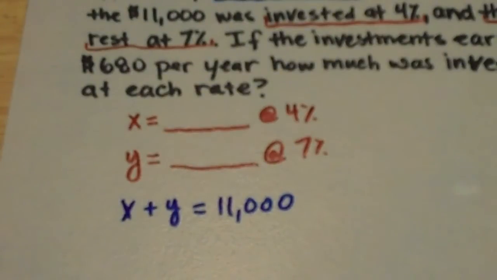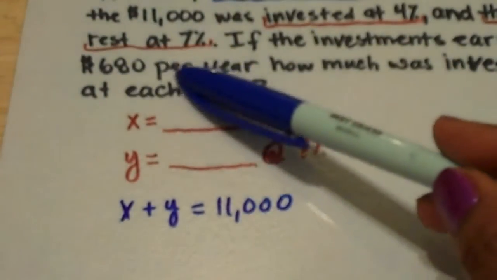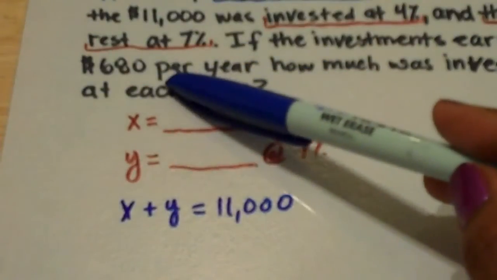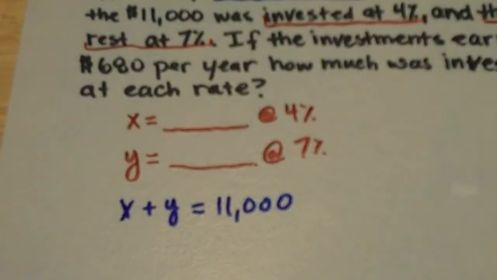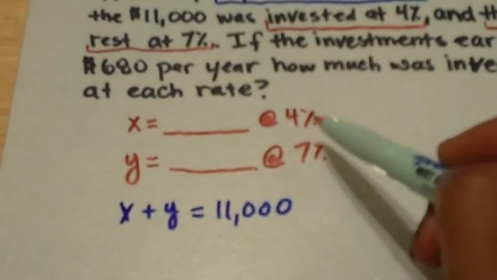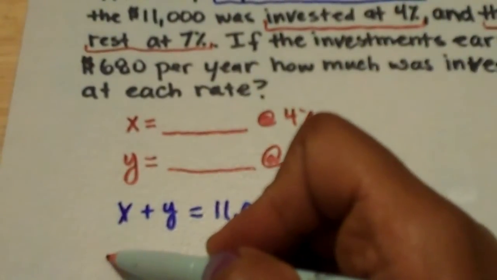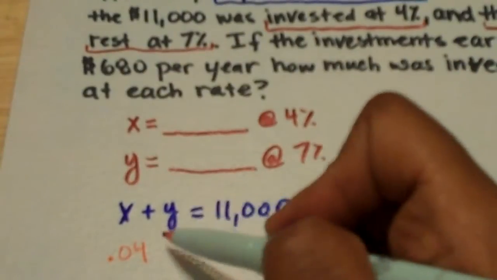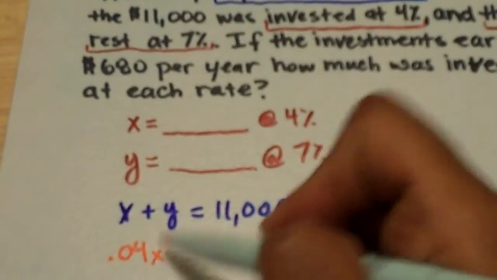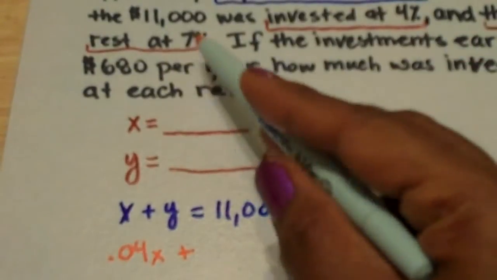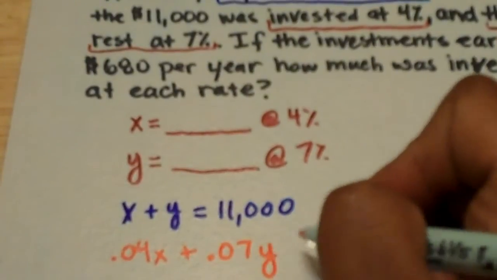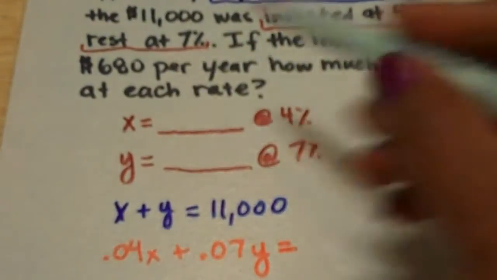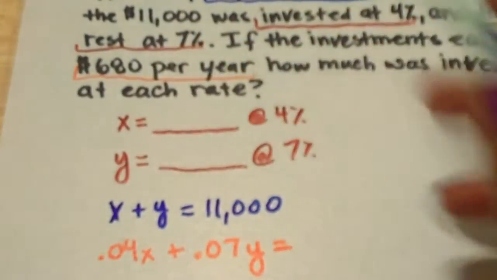And so the next total that it gives us is $680. That $680 is the earnings from the interest rates. So what we have to do is take the earnings from the interest rates. So we have X at 4%. So 4%, which is 0.04, times X, plus the interest rate of Y, which is 7%, which is 0.07, times Y, will be equal to $680.